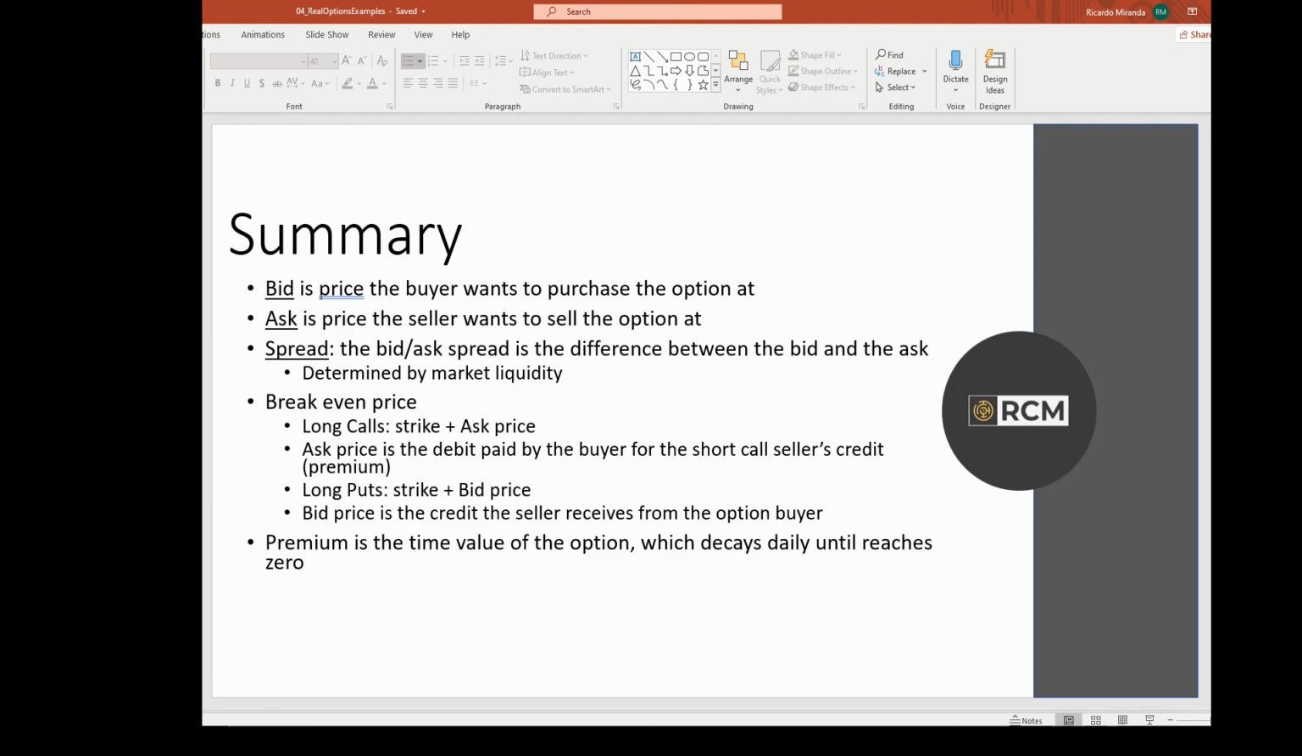And premium is the time value of the option, which decays to zero when the option expires. The call buyer's premium is the amount the price has to move between the time of option purchase and the time of expiration in order for the option to break even.